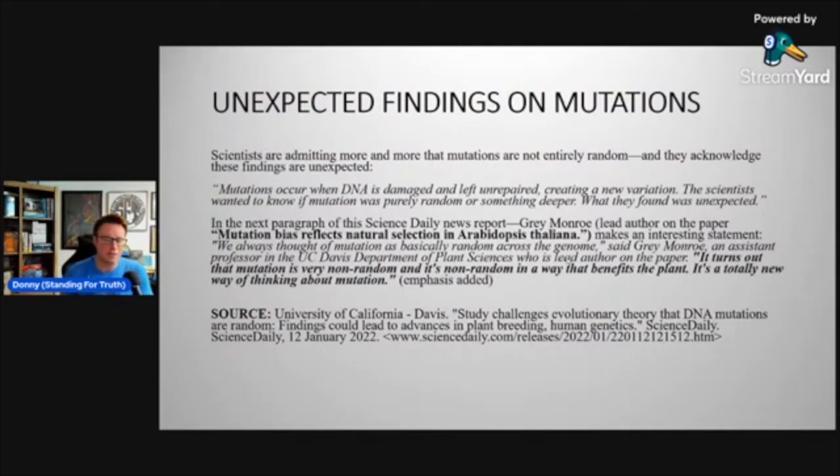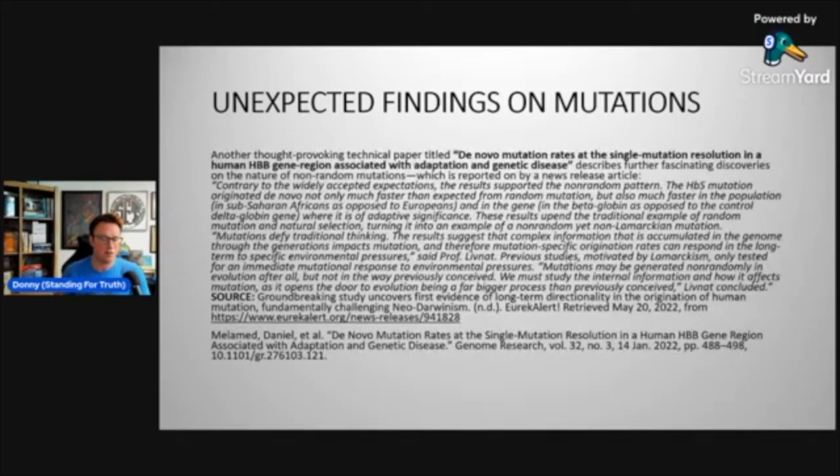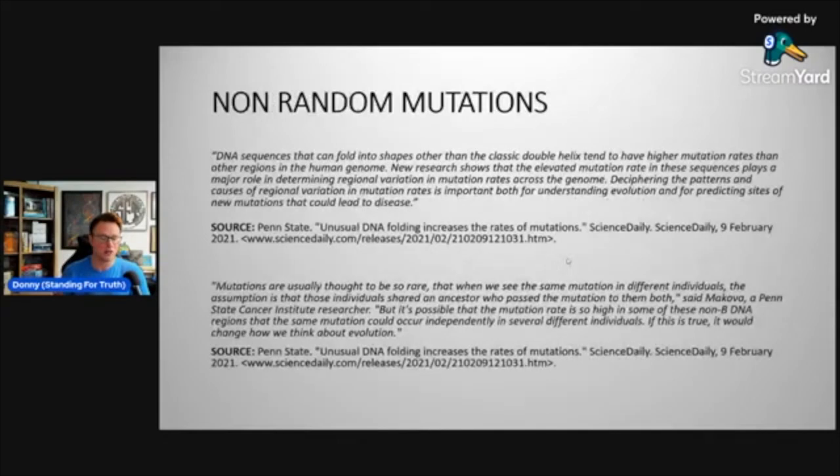Notice this. It turns out that mutation is very non-random, and it's non-random in a way that benefits the plant. So this is a paper that goes over how a lot of these mutations have occurred non-randomly, which means they can occur in similar spots. Again, non-random mutations here. I've got a ton of papers on this.